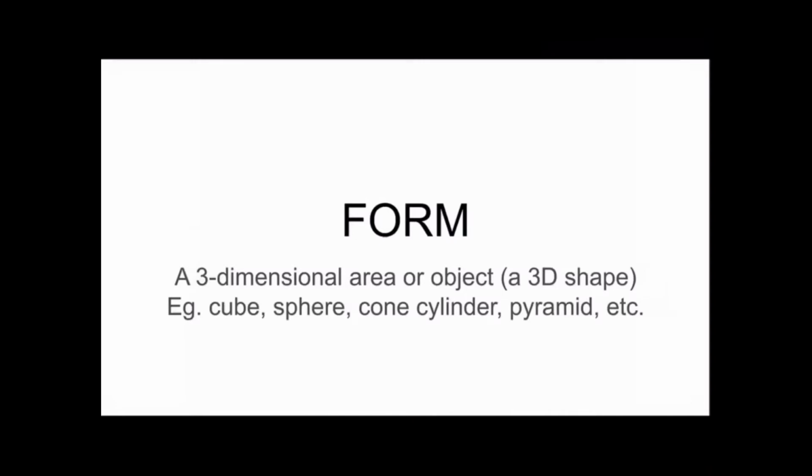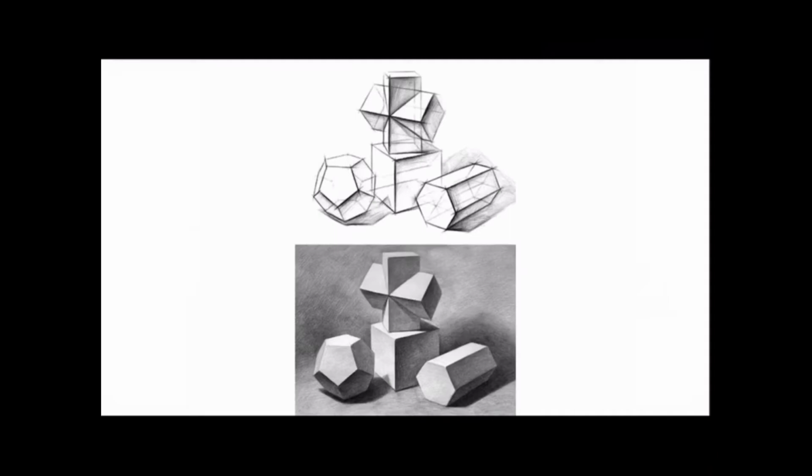So a perfect example of three-dimensional artwork is ceramics or sculptures. And then two-dimensional is like paintings, drawings, right? So we have lines, shapes, and forms. So we're at forms now. This is our third element.